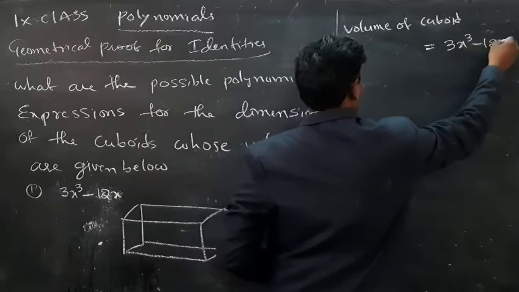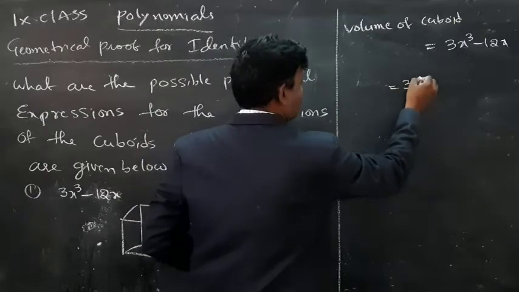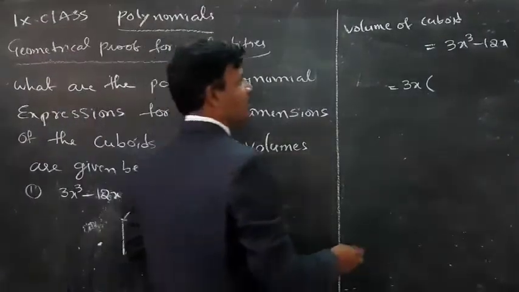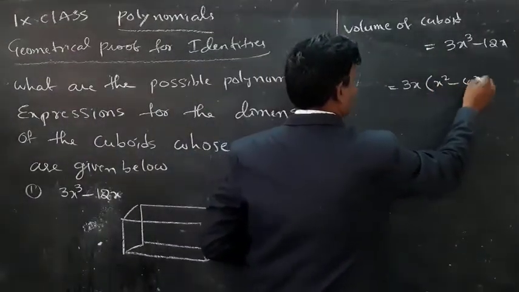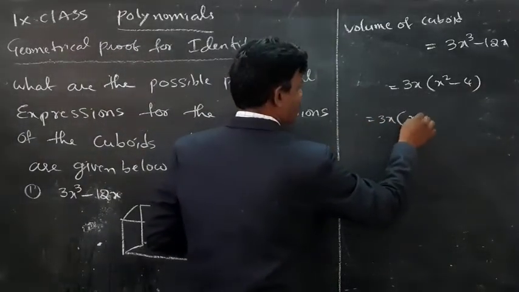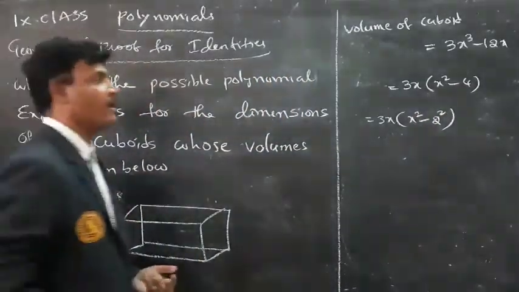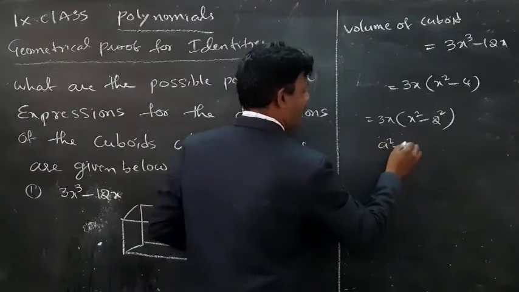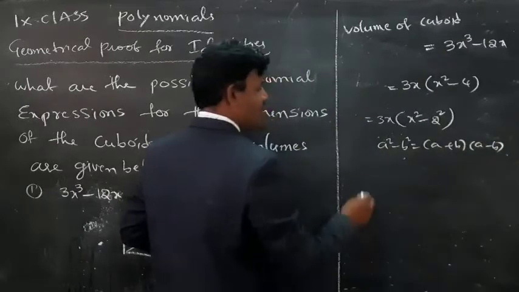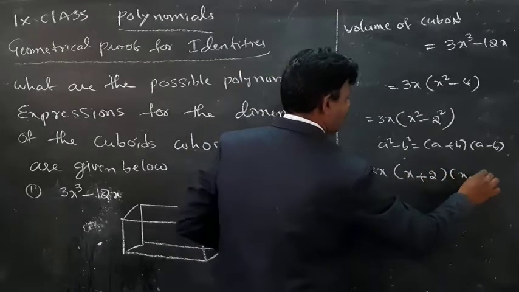Here I am taking 3x as a common. What happens here? x square minus 4. 3 4s are 12. So once again 3x into x square minus 4, we can write 4 as 2 square. Now it is in the form of a square minus b square. What is the formula here? a plus b into a minus b. So by using the formula, what can we write here? x plus 2 into x minus 2.